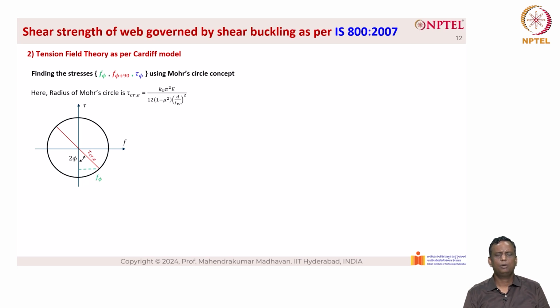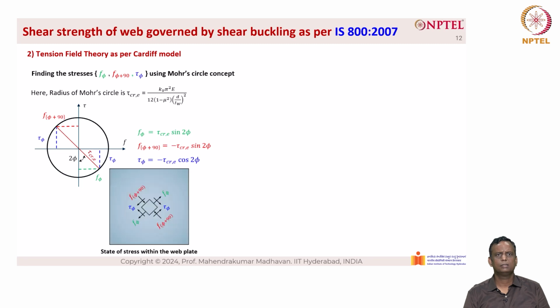So, the horizontal component of that is F of phi, and now using the r theta concept, we can see that F of phi equals tau critical into sine of 2 phi. For small values, 2 phi equals sine 2 phi, and F of phi plus 90 degrees is given as minus tau critical E into sine of 2 phi. And tau phi is shown here at the right side, which is quadrant 4 as well as quadrant 2, and tau phi is given as minus tau critical E into cos of 2 phi.